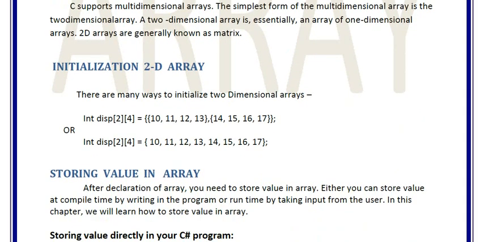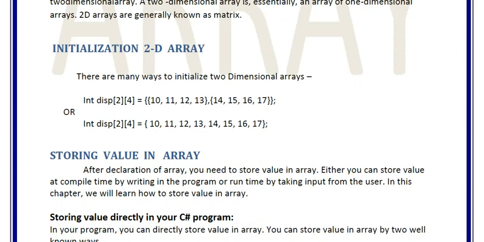Two-dimensional array. Here is an example of a two-dimensional array. int is an integer data type, and disp is the array name. Here we have two index numbers with two index sizes: 2 for the row section and 4 for the column section. Here we have two rows, this is one row and this is another row. And here we have four columns: 1, 2, 3 and 4. That is how we have two rows and four columns, and by this array we declare that.